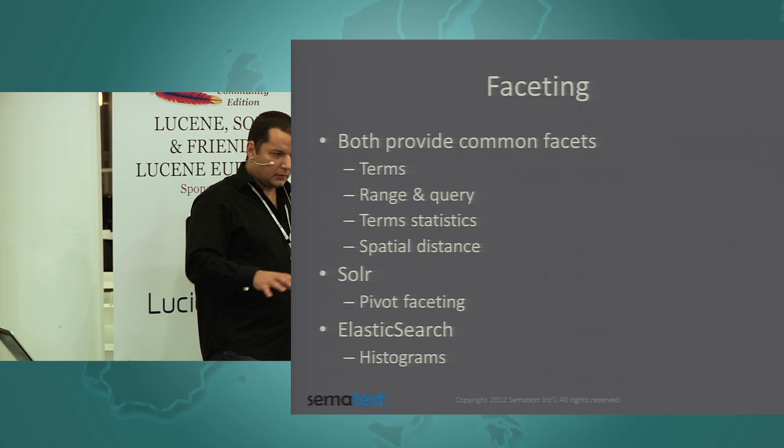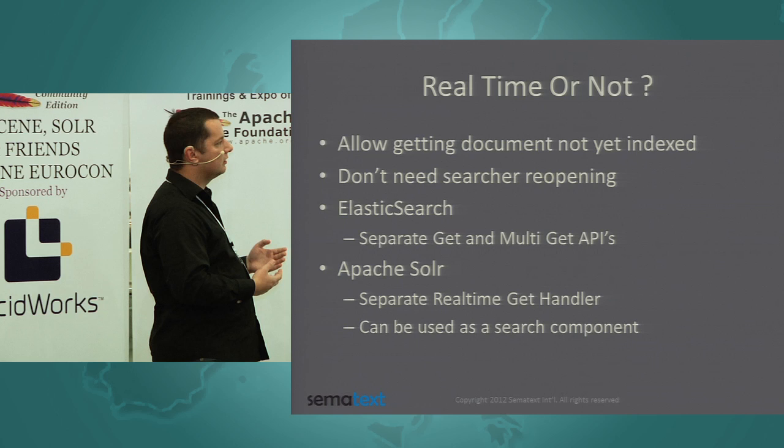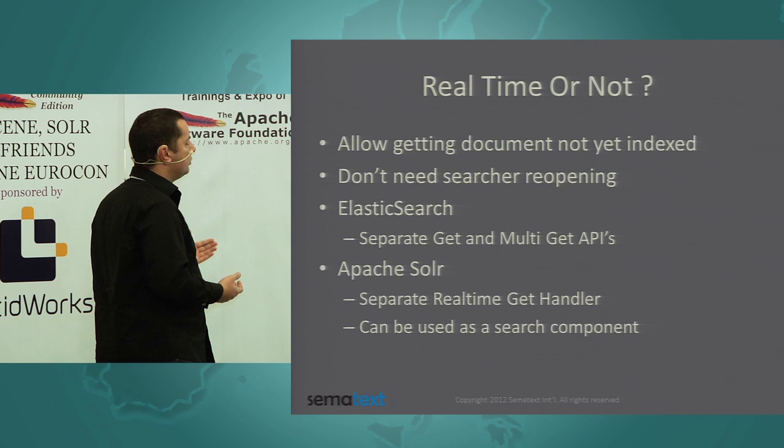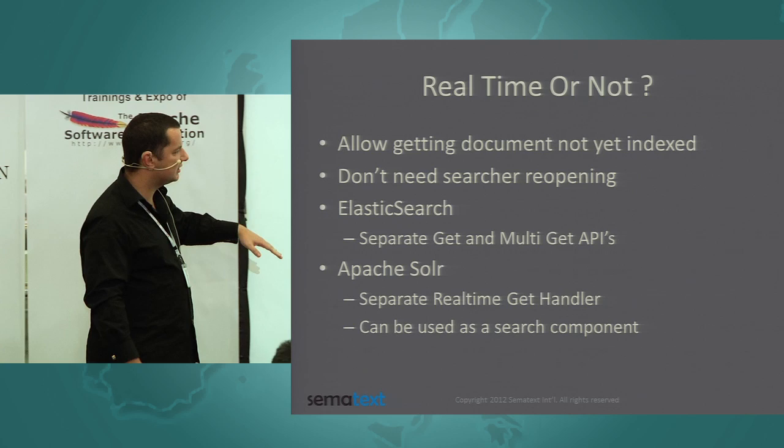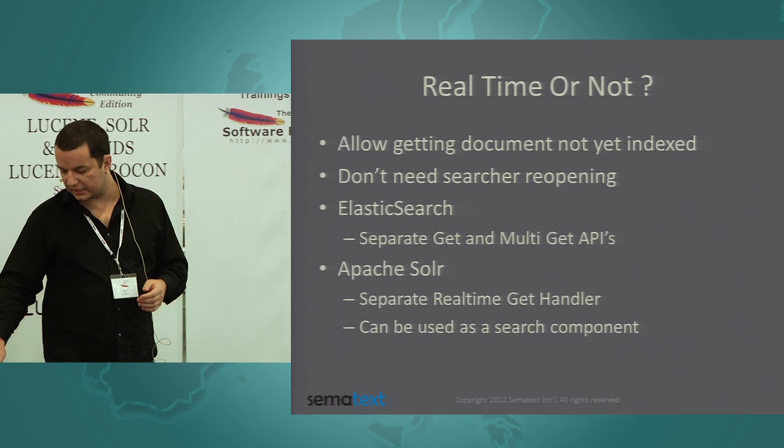Both provide real-time GET, which allows us to get documents which were not yet indexed, and the NRT index searcher was not reopened. Elasticsearch provides two endpoints, the GET and multi-GET APIs, and Apache Solr provides the real-time GET handler and you can add it as a handler component in order to get your results whenever they were sent to indexing.